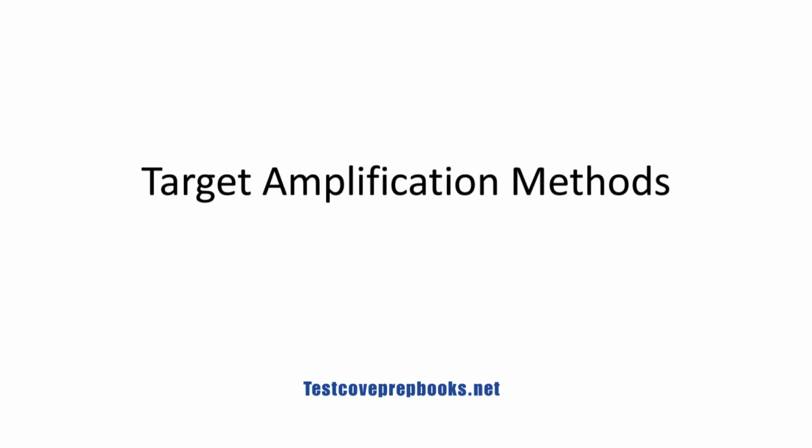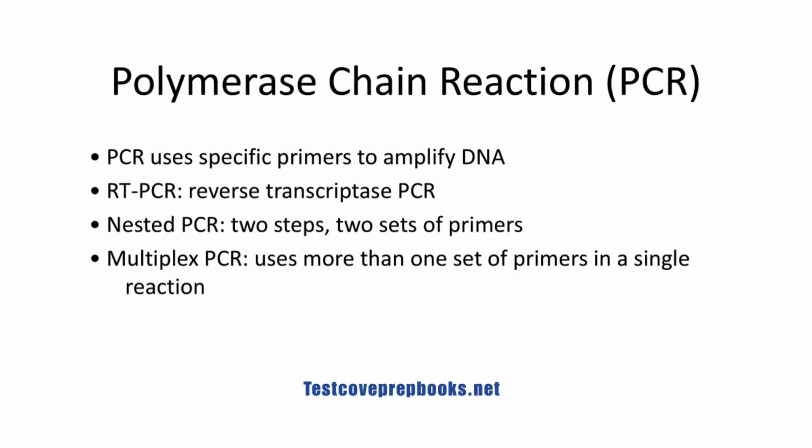Let's review target amplification methods. The most widely used method is the polymerase chain reaction, or PCR. This technique relies on specific primers to amplify DNA sequences. There are several variations. RT-PCR, or reverse transcriptase PCR, which begins with RNA and converts it into complementary DNA before amplification. Nested PCR, which involves two sequential steps using two sets of primers for increased specificity.